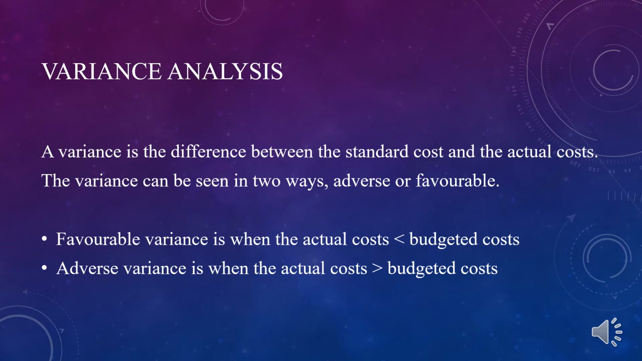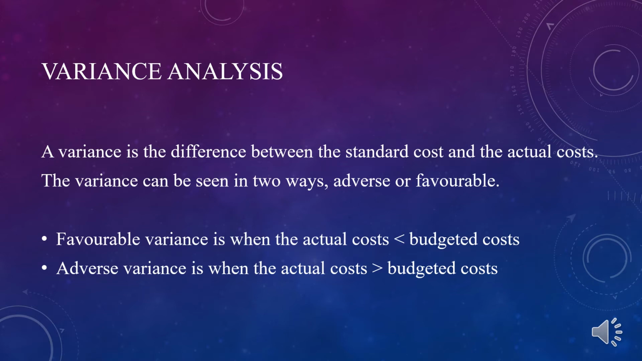Having set the standards and the way in which the budget is constructed, the next item to consider is the monitoring of results, which is done using variance analysis. Variance is the difference between the standard cost and the actual cost. Variances are not expressed as positive or negative numbers, but as favorable or adverse. As a rule, an adverse variance means that we have spent more than the budget allowed. Actual costs are greater than budgeted costs.